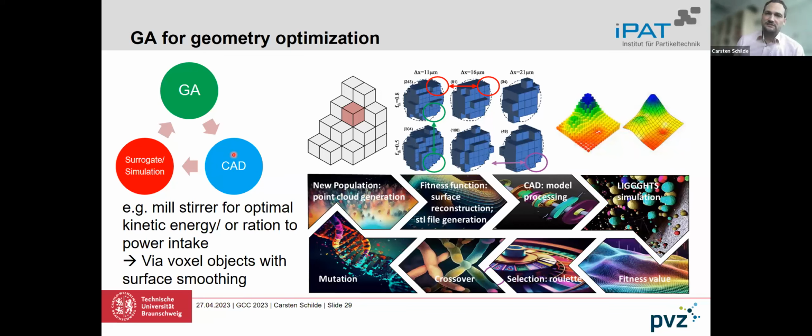Then based on this point cloud and the mutations, we again create our CAD model and go back to the simulations. And every time the simulation reaches a steady state, for example of the energy input, we go back to this genetic algorithm and change our geometry. So we have a loop during the simulation. The whole workflow is given here. How it works, in principle, I described just before.